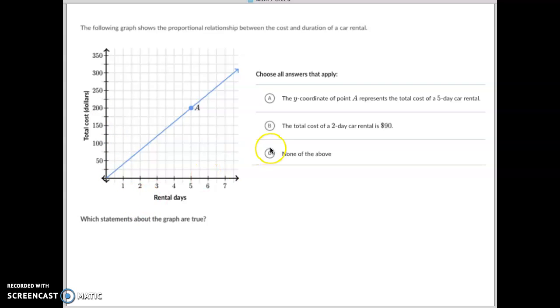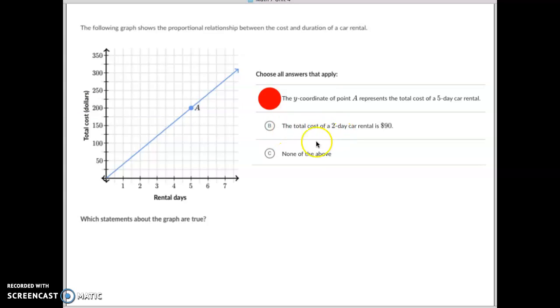All right, let's find out what we got. The y coordinate at the point A, so this coordinate here, this is your y coordinate, at point A represents the cost of a 5-day rental. Well, yeah, it does. It's 200 bucks. So this 200 at point A is how much it would cost. So yep, that does represent.